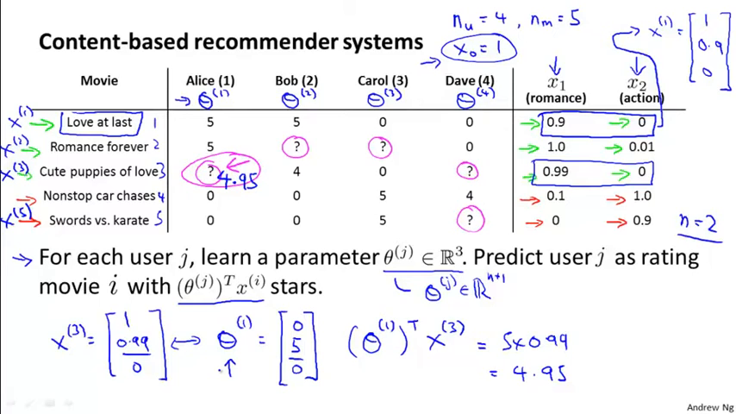So all we're doing here is we're applying a different copy of essentially linear regression for each user, and we're saying that Alice has some parameter vector theta 1 that we use to predict her ratings as a function of how romantic and how action-packed a movie is, and Bob and Carol and Dave, each of them have a different linear function of the degree of romance and the degree of action in a movie, and that's how we're going to predict their star ratings.